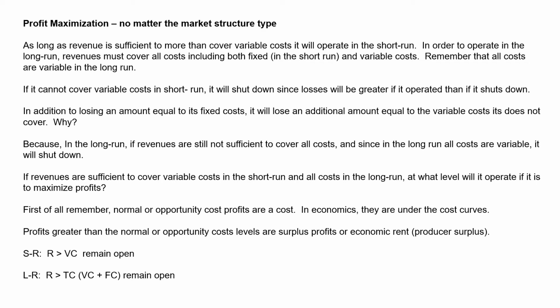So if you cannot cover your variable costs in the short run, you shut down, since losses will be greater if operated than if you actually shut down, right? If you can't pay for your people, then what's the point? You go ahead and shut down. If you can pay for your labor costs, but you can't pay your rent, for example, when I say you can't pay your rent, you're not covering your rent so far as your operating expenses. You can't meet your operating expense rent, for example.